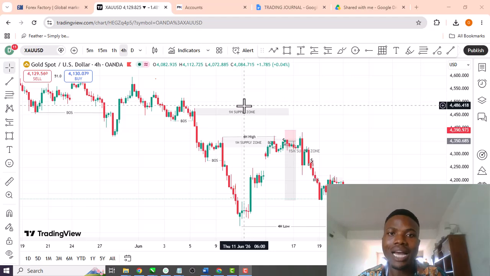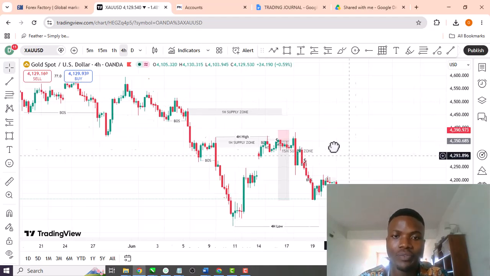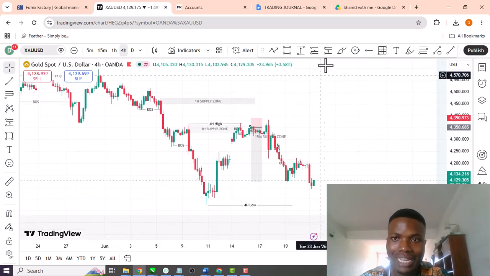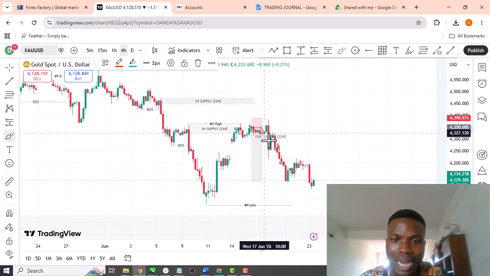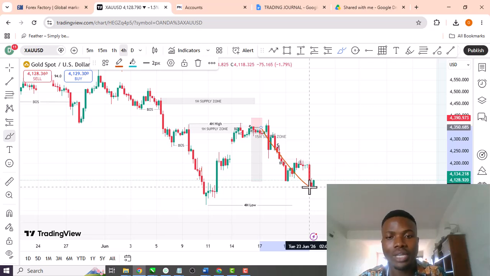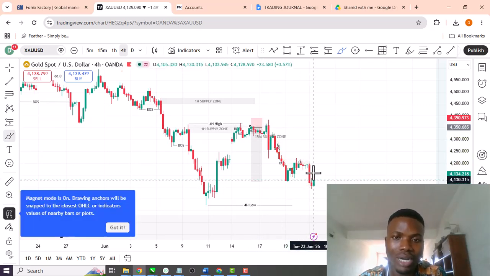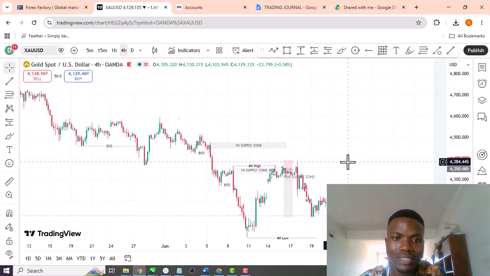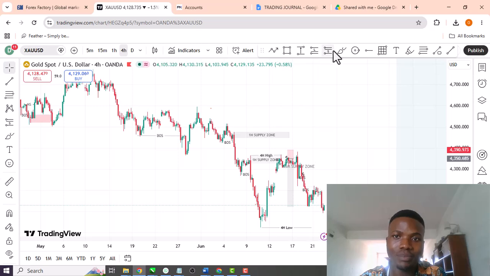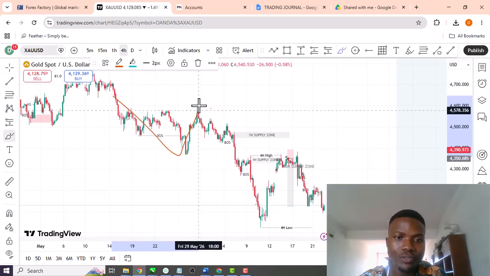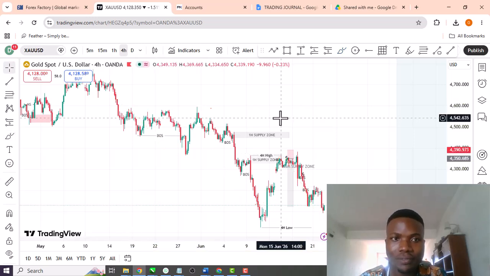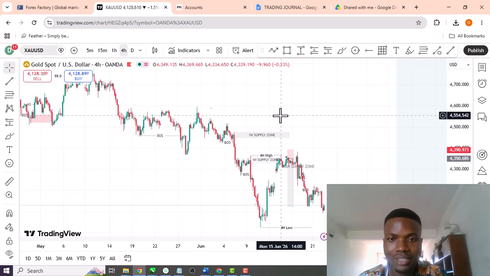So currently, as we are on 4 hour right now, what is the bias of price? As I'm looking at the screen, I can see that price is actually in a downtrend. If I zoom out, you can see clearly that price has been in a downtrend for some time right now. So during 4 hour time frame, my bias is selling. It is in a downtrend.